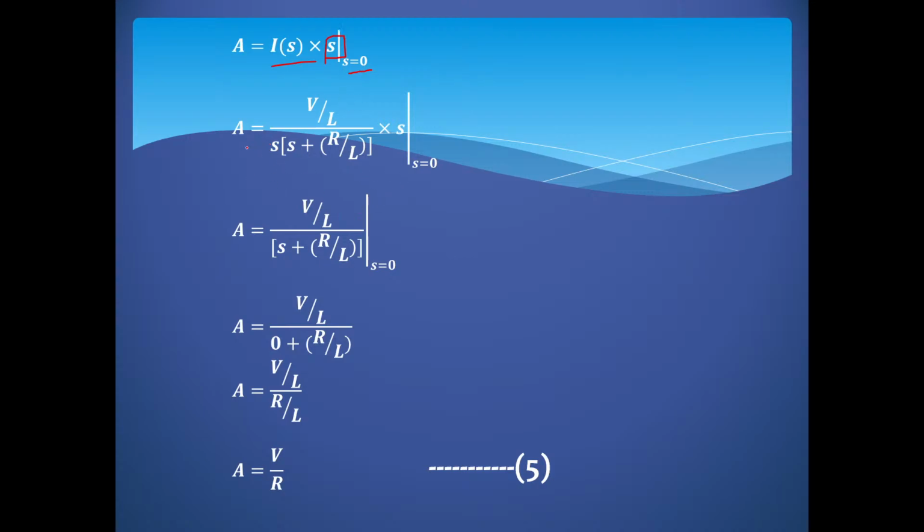So A is equal to V by L by S into S plus R by L into S. Now this S and this S will cancel. What is left over is V by L by S plus R by L at S equal to 0. Now substitute S equal to 0. So this will become 0. What is left over now? V by L by R by L. L cancels. What is A? A is equal to V by R. That's what you will get.